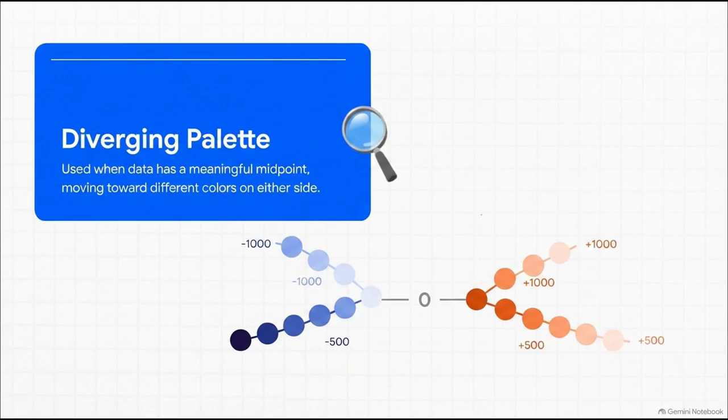So values falling below the budget might stretch toward one color, like blue. Values hovering right around zero difference, they sit in a neutral gray or white. And those values pushing above the budget stretch toward a totally second color, like orange.